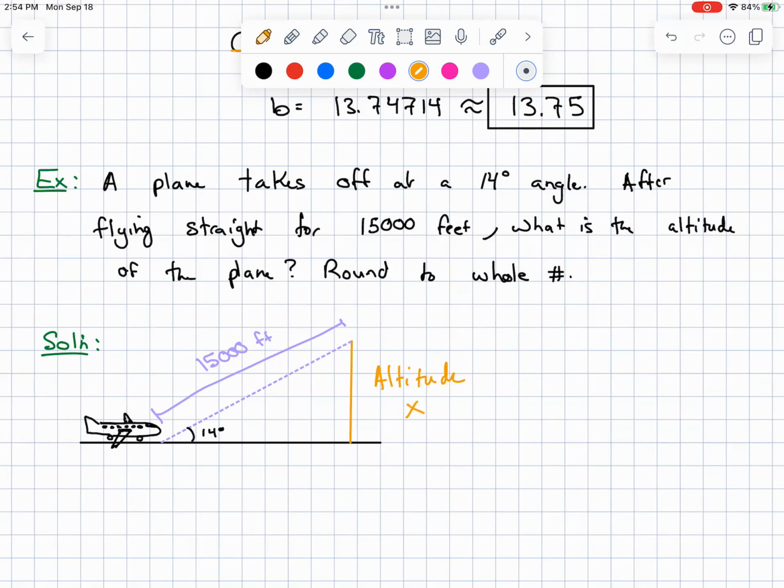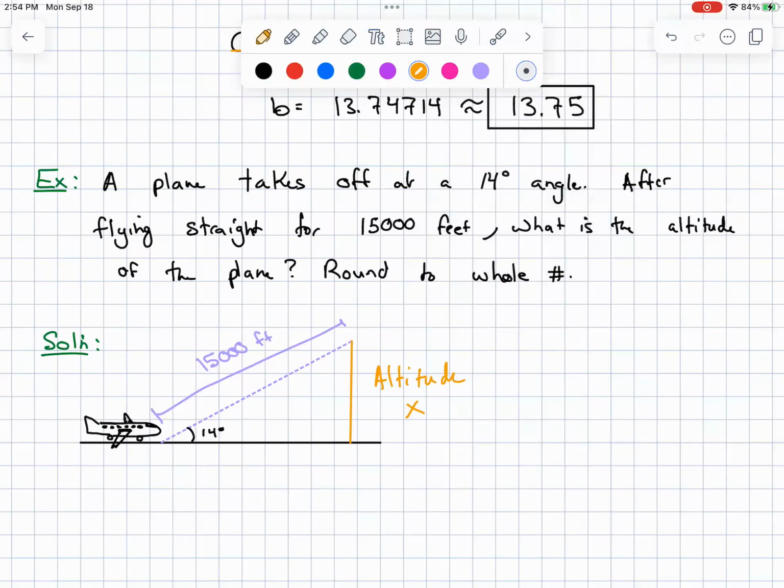We call it X, we can call it H, call it a doggy face, whatever you want to do, as long as it's a variable. And then we're not really interested in the base measurement. We could find it, but we're only really interested in the altitude. So in comparison to the 14-degree angle, what sides do we have? The opposite side, and we have the hypotenuse. So, which one? Yes, the hypotenuse is 15,000.